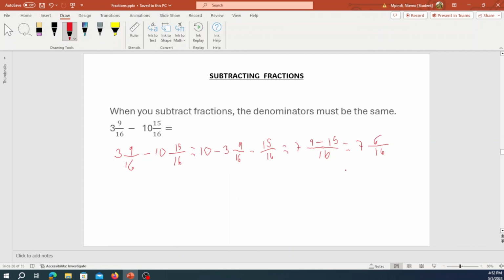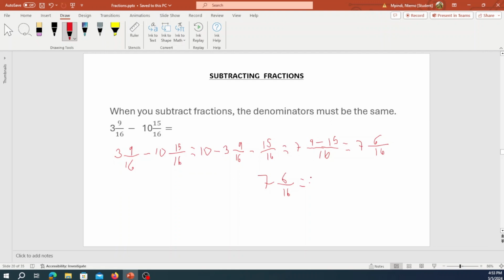Now we're not done yet. We can also reduce this. And how are we gonna do it? So if we write 7, this is 7, okay? And we write our 6, we write 16. Right? Now divide by 2. Okay? So this is what's gonna happen.